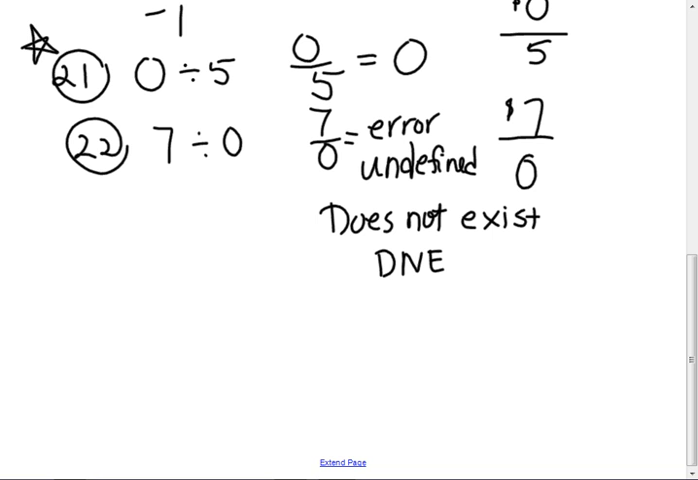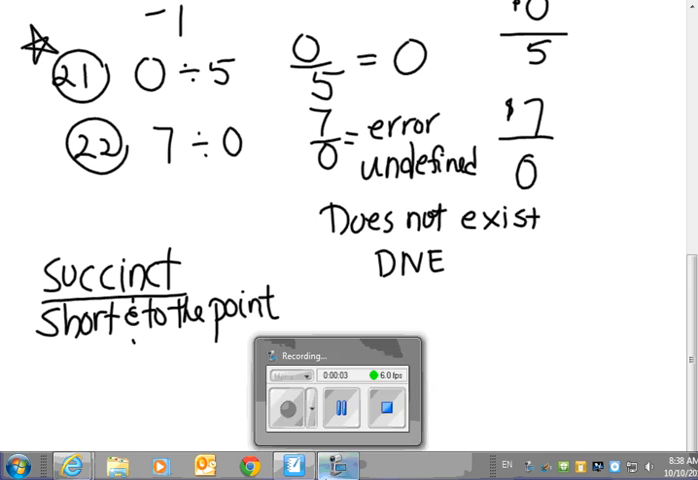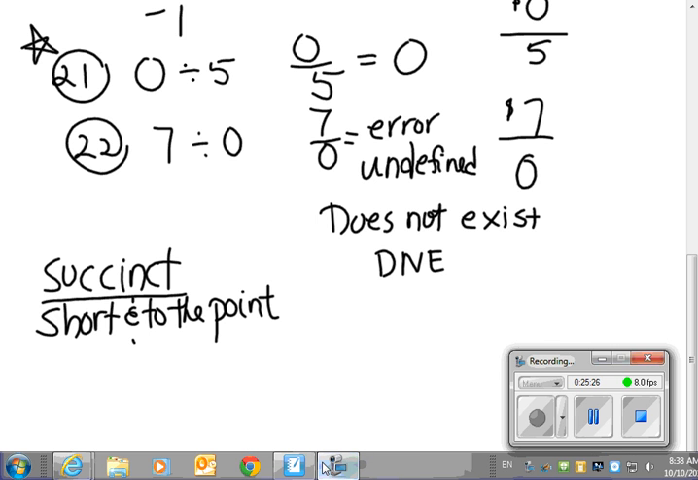Another word would be concise, but I think succinct's stronger. Short and to the point. Some of you are saying, this is not an English class. Oh, math is just another variation of the English language. So this is succinct. I'm summarizing everything that we've done in one nutshell today that we spent several days doing. Okay, so I'm going to go ahead and save all this stuff.